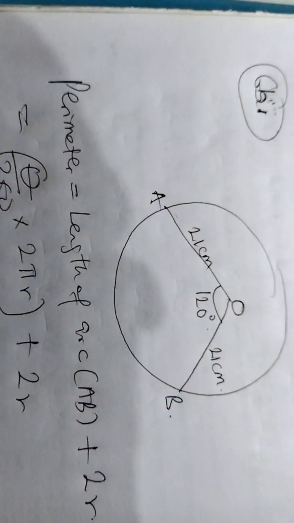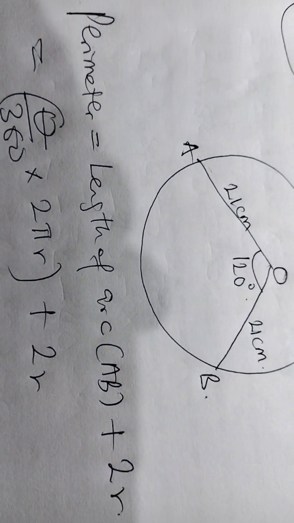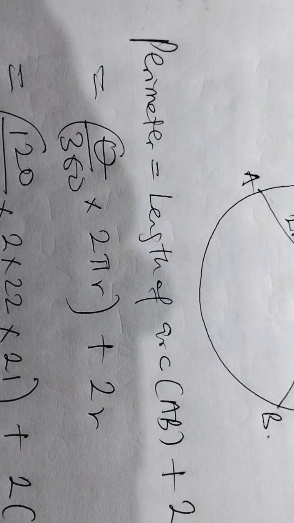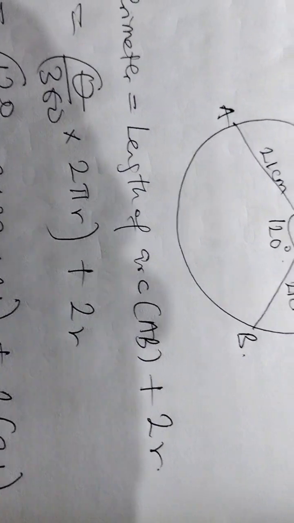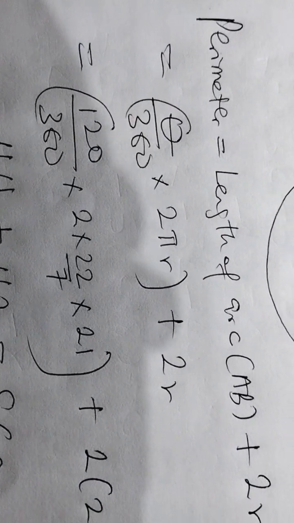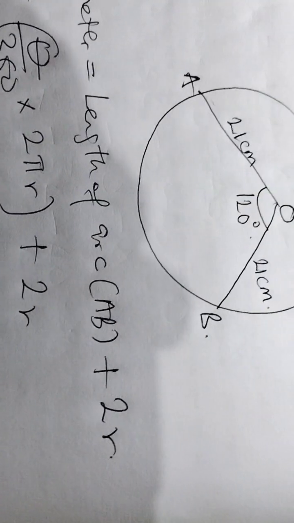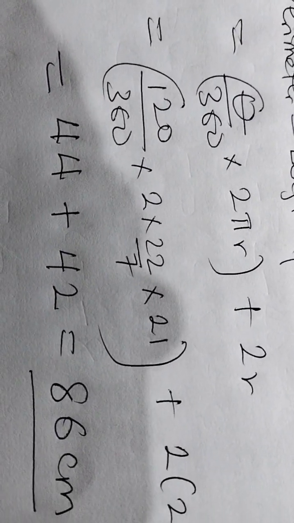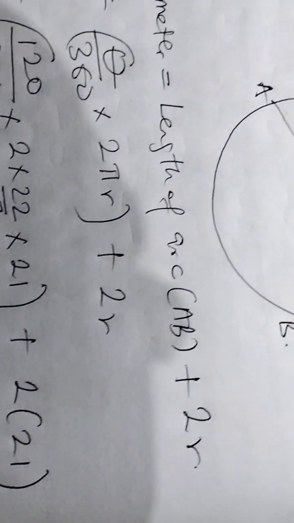Going to the solution for 6b(i). Perimeter of a sector is given by the length of arc AB plus 2 times the radius. The formula for length of arc is theta over 360 times 2 pi r, then plus 2r. Our theta is 120. Now substitute: 120 over 360 times 2 times pi, which is 22/7, times 21, reduce 21. Then plus 2r, that is 2 times the radius. Solving out, we have 44 plus 42, that will give us 86 cm as the perimeter of the sector.